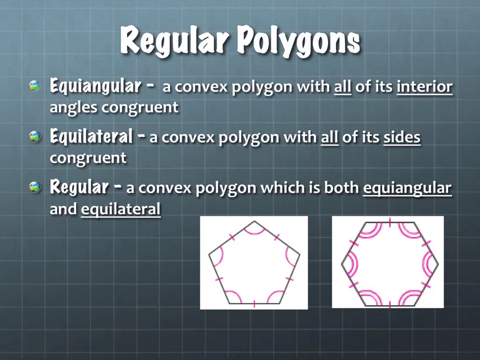And these are pictures of regular polygons on your paper right here, or on my slide right here. What's the first one's shape?